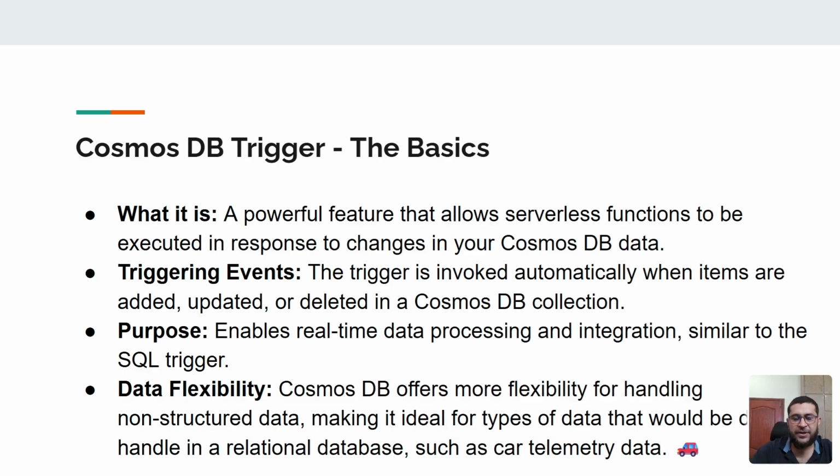It also enables real-time data processing and integration, similar to a SQL trigger. And it's data flexibility as well. Cosmos DB offers more flexibility for handling non-structured data. A SQL trigger is used for relational data, and this one is for non-structured data, making it ideal for the type of data that would be difficult to handle in a relational database, such as car telemetry data.